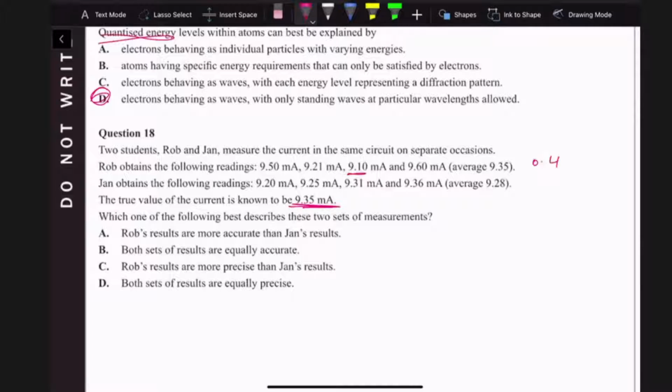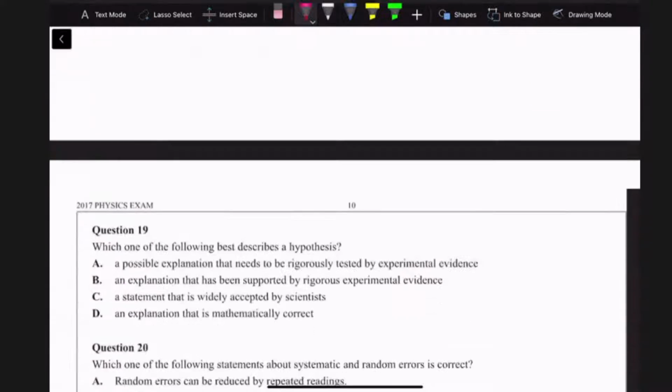So Rob's range would be 0.45 between the highest and lowest, and Jan's range would be 0.16. So Jan is more precise than Rob, but you can see that Rob's actually achieved the true value. So he's got the correct measurement. And that means Rob is accurate, but he's less precise than Jan. So if we check with the answers, A is correct. B is not, because we know that Jan was not accurate, and we know Rob is less precise, and we know that they are not equally precise because the range is different.